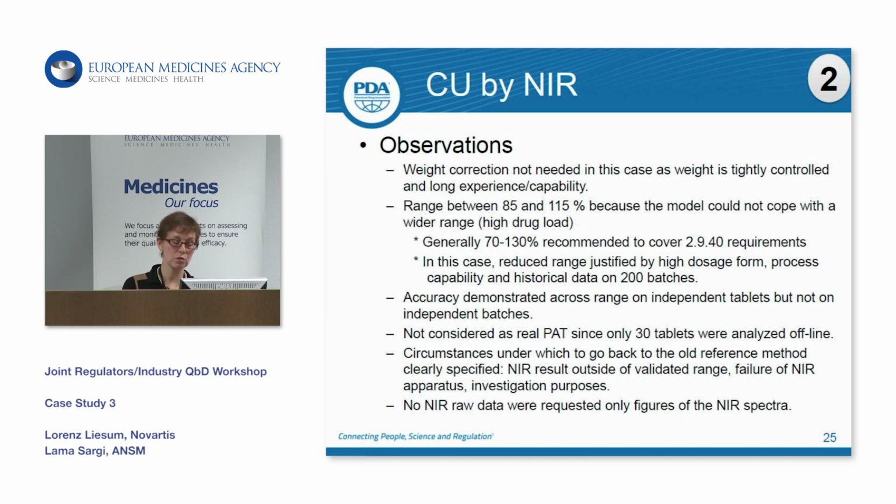Just for clarity purposes, we told the applicant that in this case, the model for content uniformity by NIR could not be considered as a real PAT application since it was performed only on 30 tablets that were analyzed offline. And also we asked the applicant to clarify in which circumstances he could go back to the old reference method, the HPLC method. It was clearly stated in the application that this could be done in case of failure of the NIR apparatus, investigation purposes, and also even if a NIR result was obtained outside the validated range.